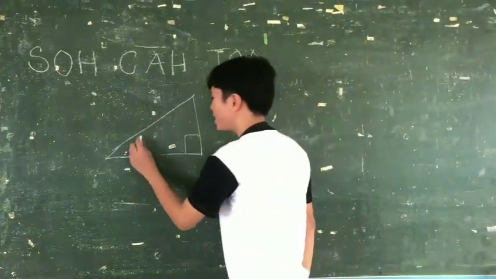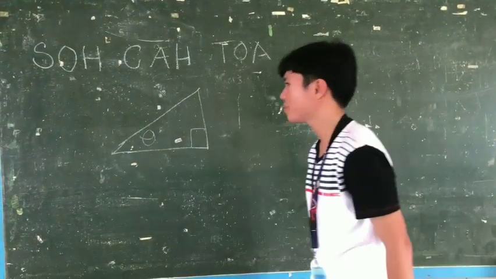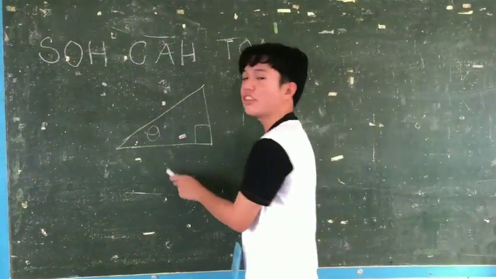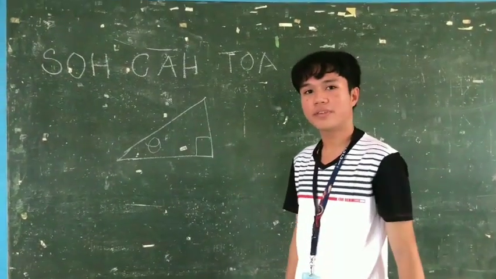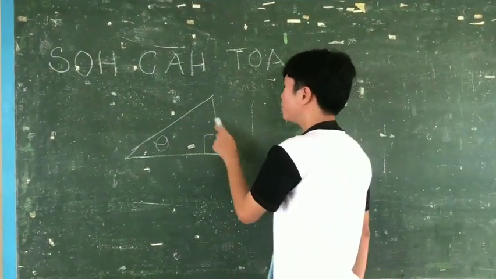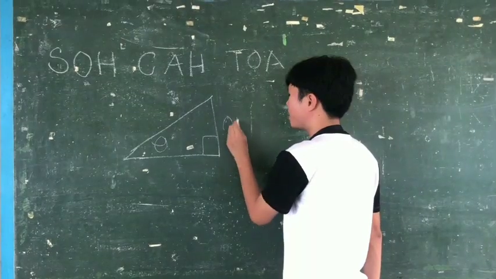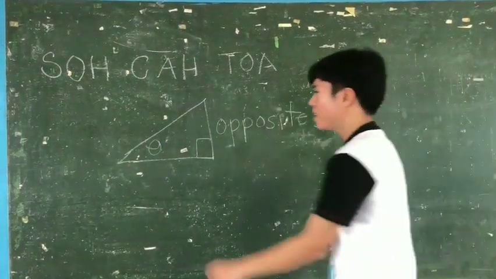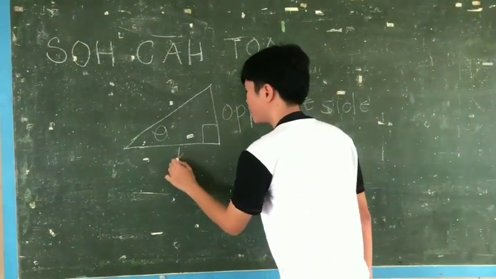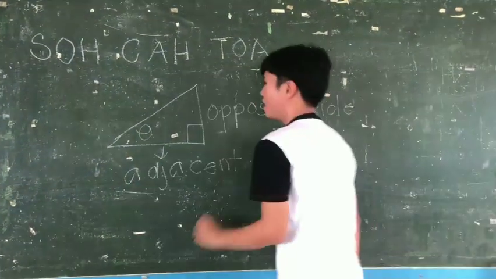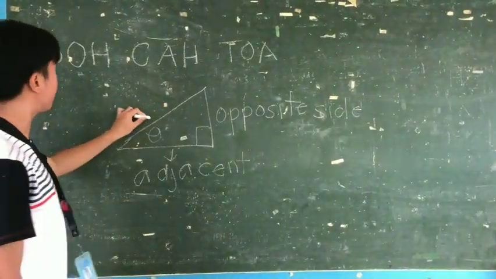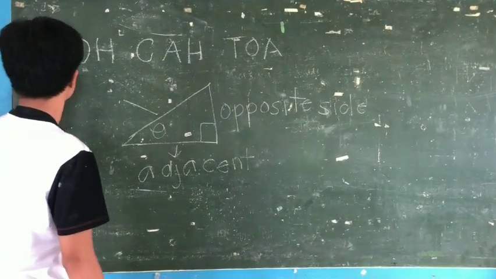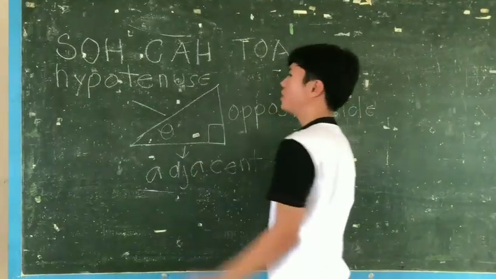Let's say this is theta. There are 3 sides of the triangle you need to be familiar with. So this is the opposite side. This one is the adjacent. And the longest, right here, is the hypotenuse.